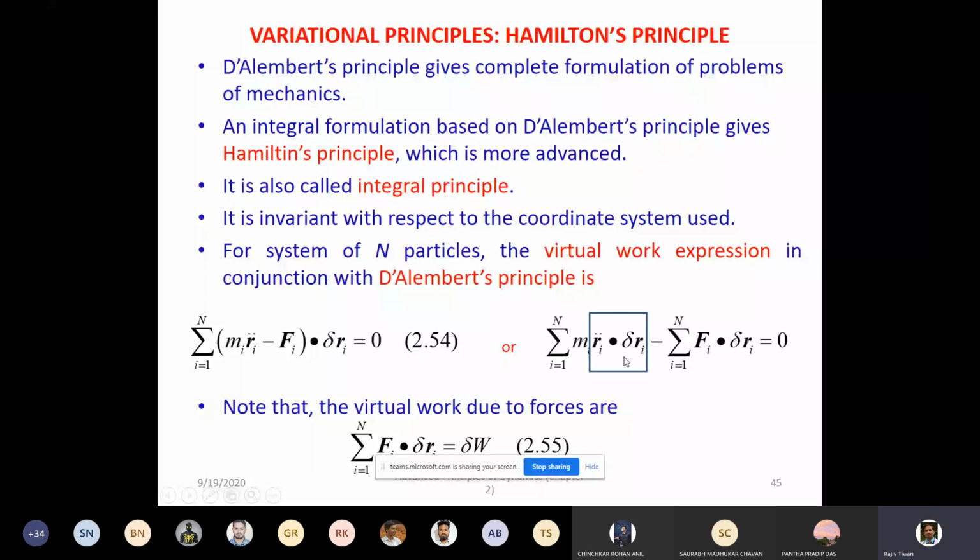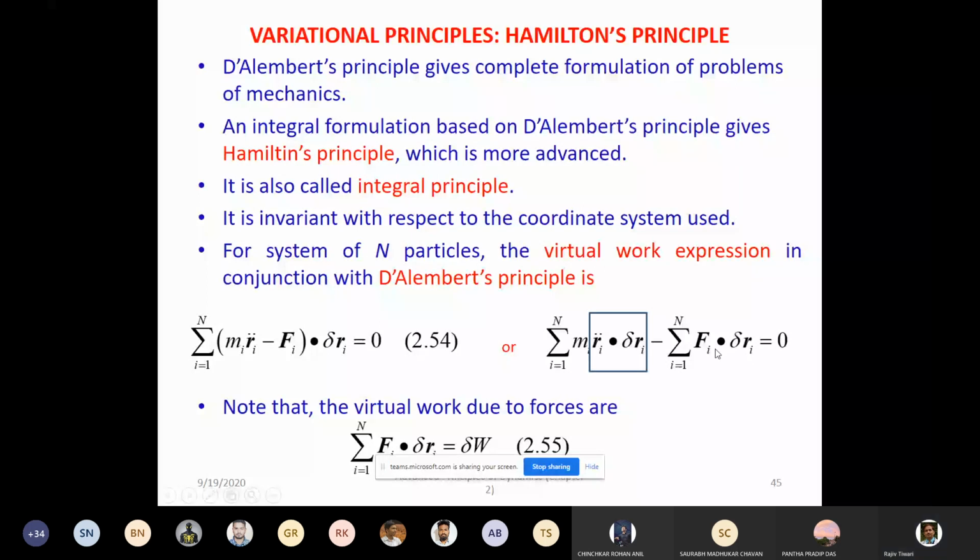This second term is actually work done due to the forces, the virtual work done due to the forces, that we defined as delta W. So whatever the external force or internal force there are, the work done by that is given by delta W. So we are talking about the conservative force field.